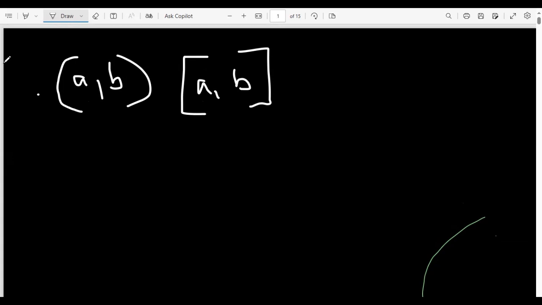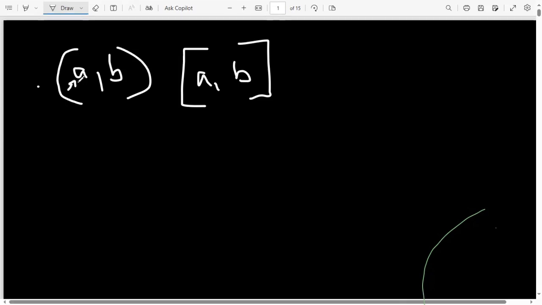If you have a curved bracket at the end, it means that this number at the far end is not included in this set. Even this number at the end is not included in this set. And if you have a square bracket like that, it means this endpoint is included, even that one is included. So this is what we call an open interval, and this one is what we call a closed interval.